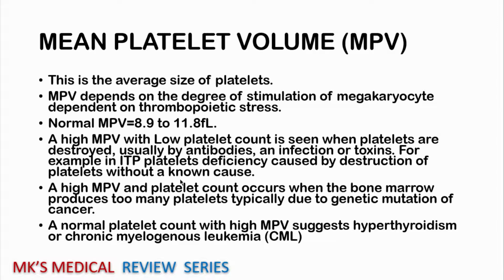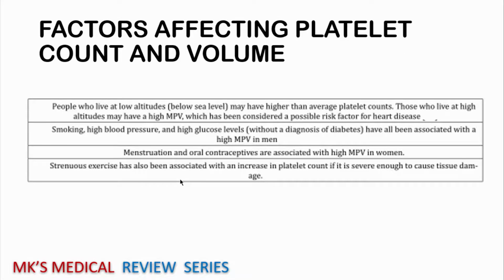Then you may sometimes get a normal platelet count with a high mean platelet volume. This is going to be suggestive of hyperthyroidism or chronic myelogenous leukemias. There are some factors that are going to be affecting platelet count and volume. So people who live at low altitudes, like below sea level, may have these higher than average platelet counts.